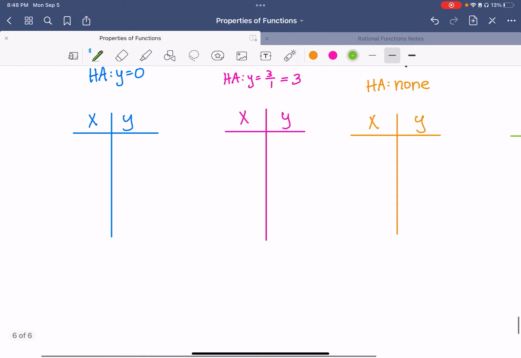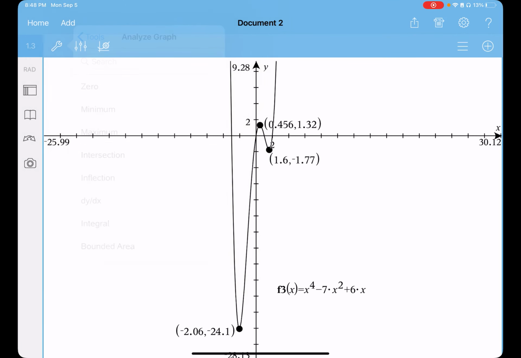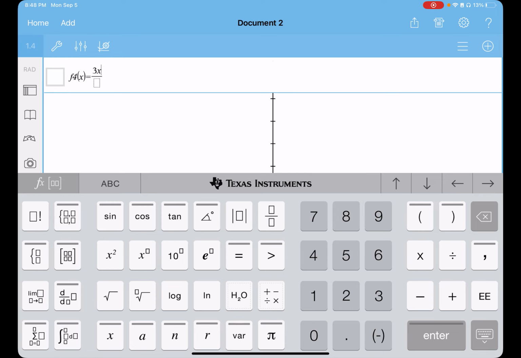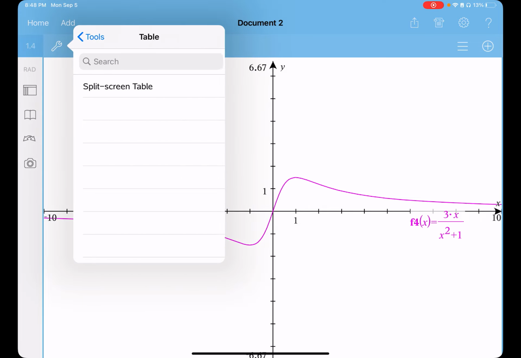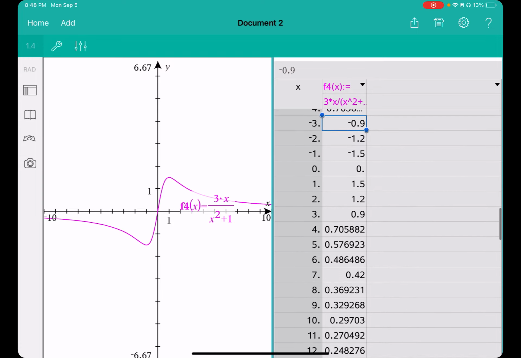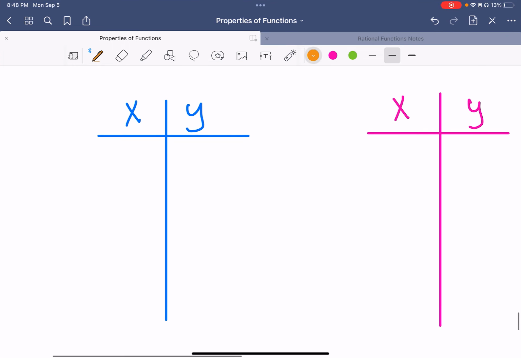Okay, so we're going to start on the calculator with example 1, which is 3x over x squared plus 1, enter. And you can see that it looks like this. And then you pull up the table by doing menu, table, split screen, or you can do Control T. I'm just going to pick some of these points, and for all of them, I'll just do -2 to +2 to make it simple.